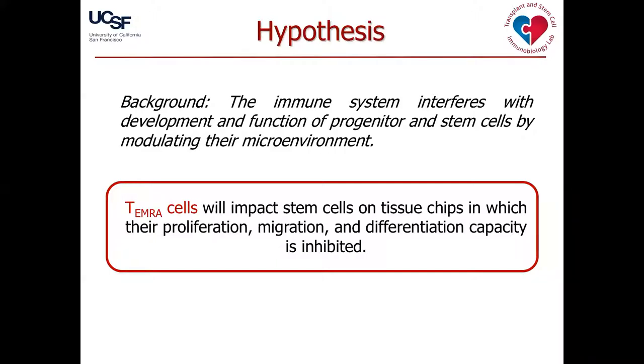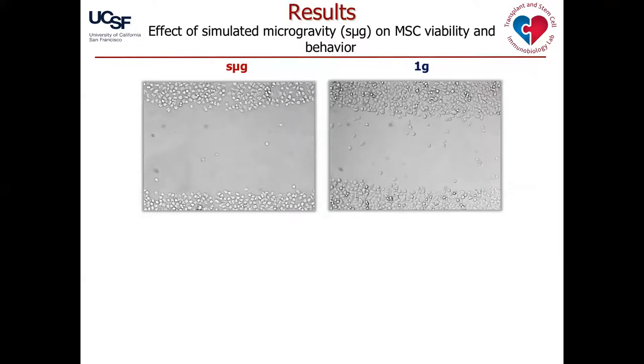So we then wanted to understand if the TEMRA cell population that increases in space will also impact our body's own stem cells. And therefore, we co-cultured them on tissue chips and investigated the effect of TEMRA cells on stem cells, on their proliferation, migration, and differentiation capacity.